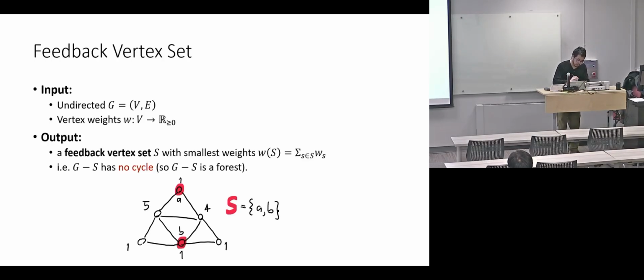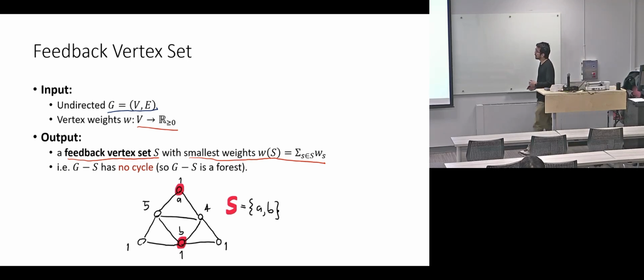So this problem is just another graph problem where you have a graph and each node has a weight again. What we want to do is find some set, called a feedback vertex set, with smallest total weight.